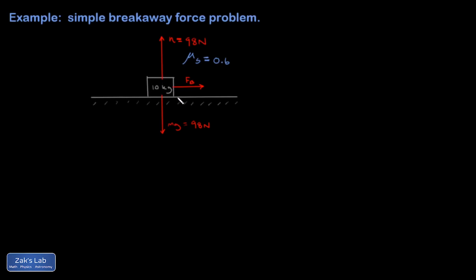And then the reason this block isn't moving yet is because the static friction force is opposing the applied force. All right, and then what we have to get in here physically is that we're right at the threshold of the static friction force giving up. So the static friction force is at its maximum value at the moment of interest, and that's given by mu s times the normal force.